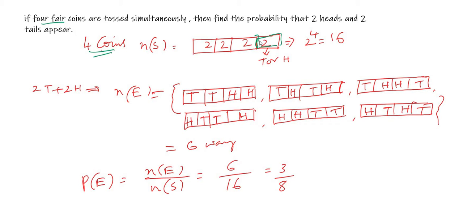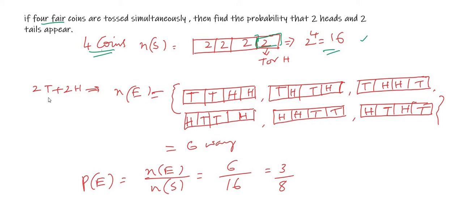All four we are tossing at a time, and they are falling down all four at a time. So each coin, the first coin can have two possibilities, the second two possibilities, the third two possibilities, the fourth two possibilities. Totally 2 power 4, that is 16 ways. The total number of events is 16. 16 different ways are possible when four coins are tossed simultaneously.